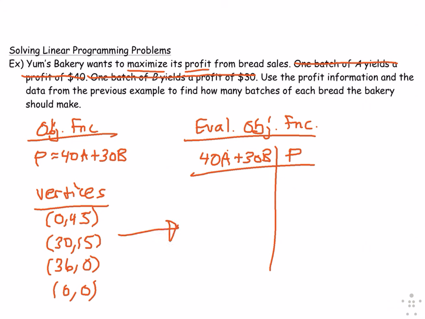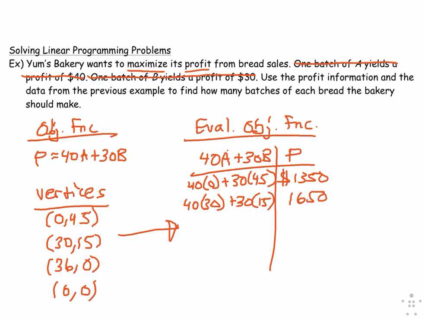So I have the ordered pair 0, 45, netting a profit of $1,350, and then I substitute in 30, 15, giving 1,650. Substituted in the next ordered pair.